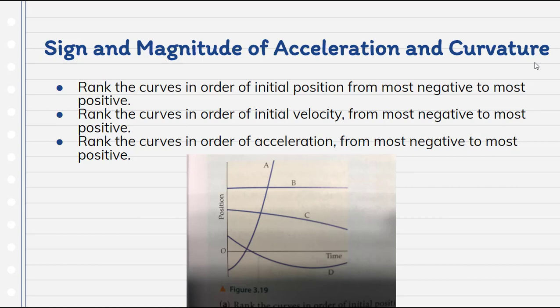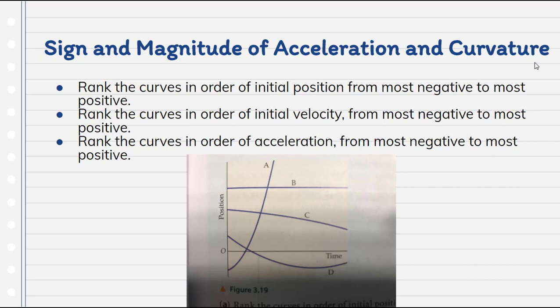Rank the curves in order of initial velocity from most negative to most positive. Well, the initial velocity, the highest is going to be A because we have an upwards line. The line is pointing up. B would then have the next most. You have a constant velocity associated with B, then C, and then D.